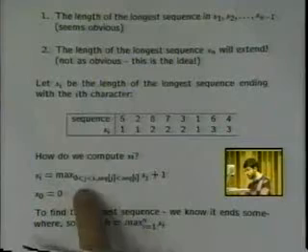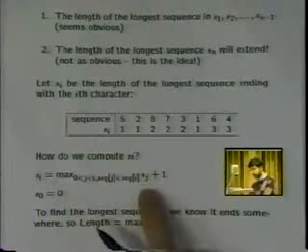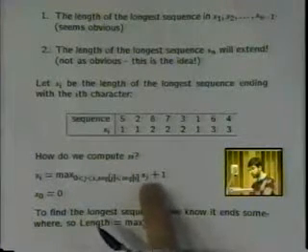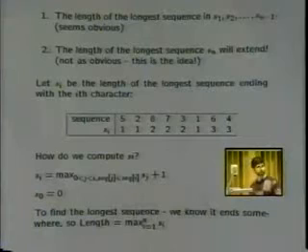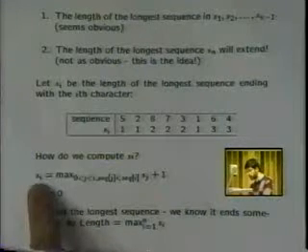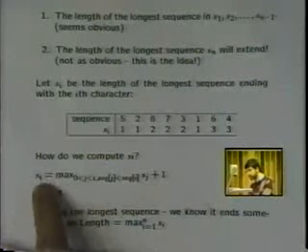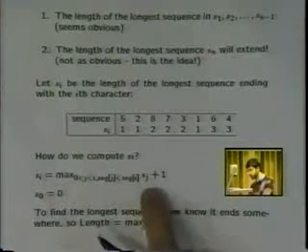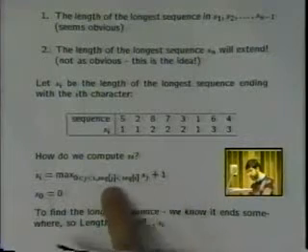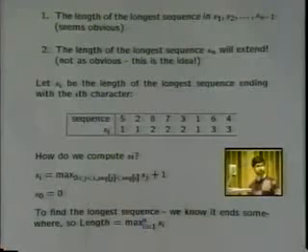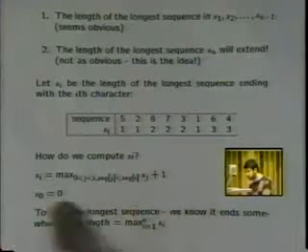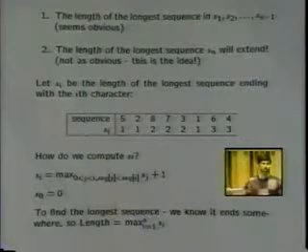I'm going to want to maximize over all possibilities. For each one of those, I'm going to take their length and add 1 to it. I want the length of the longest sequence ending in the ith element to be 1 plus the length of the longest sequence ending before it that's less than it. So this is my recurrence relation.